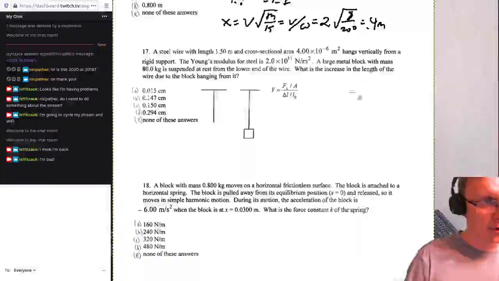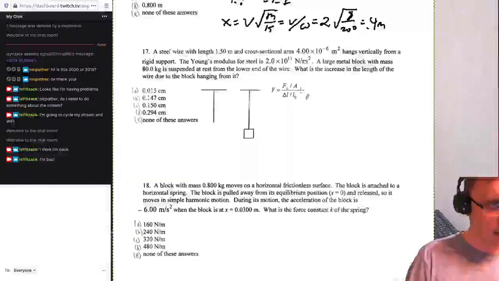There we go. So we have Young's modulus is equal to the stress over the strain, I believe. And we are given the Young's modulus. Let's read through it. A steel wire with a length of this much, so we're given the L naught, and a cross-sectional area of this much, so we have the A, hangs vertically from a rigid support. Young's modulus is provided. A large steel block with a mass of 80 kilograms is suspended at rest from the lower end of the wire.